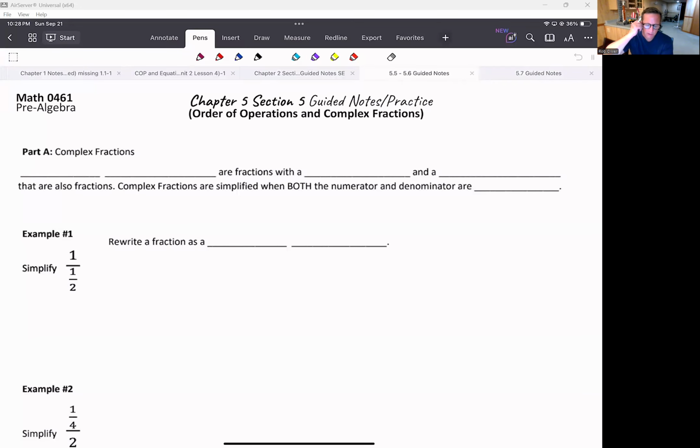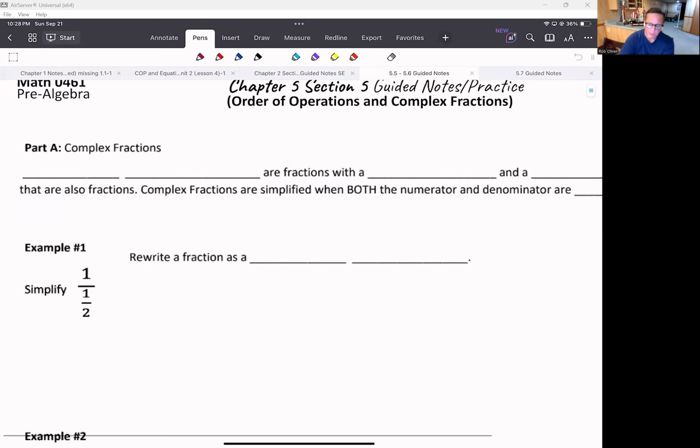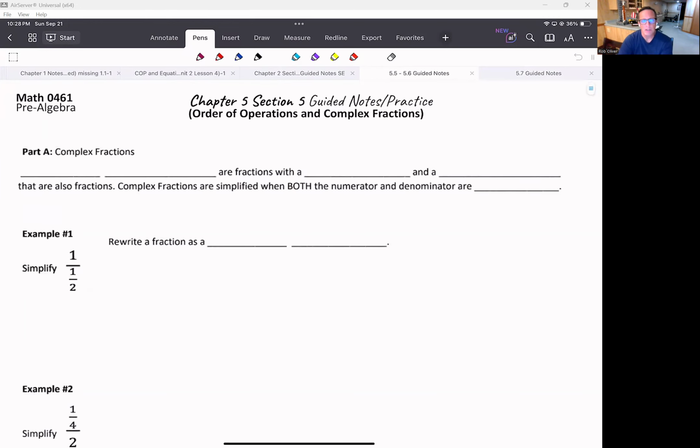This is lesson 5, chapter 5, section 5, all fives right here. So we're talking about complex fractions as well as order of operations here. So let's get into it.